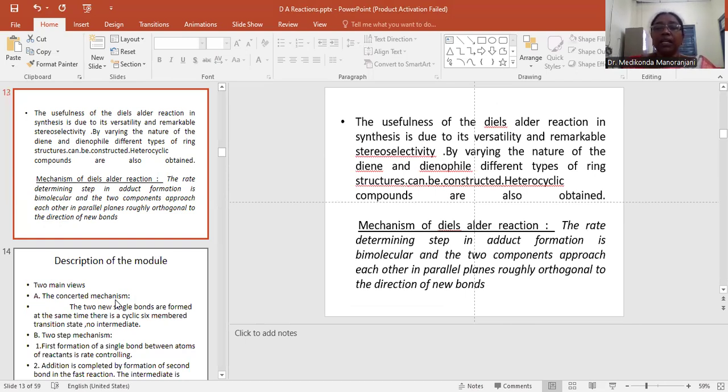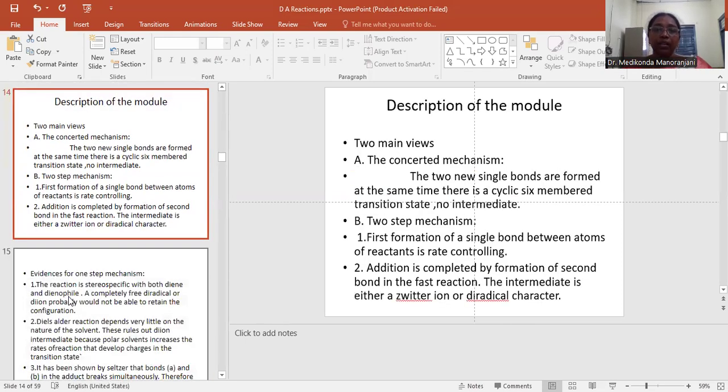Now let us see the mechanism of Diels-Alder reaction. The rate determining step in adduct formation is bimolecular, and the two components approach each other in parallel planes, roughly orthogonal to the direction of new bonds. Now there are two main views regarding the mechanism.